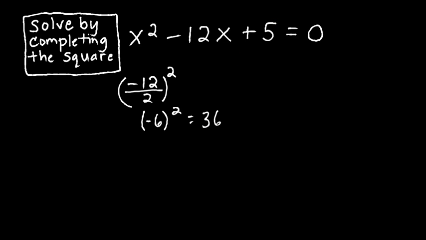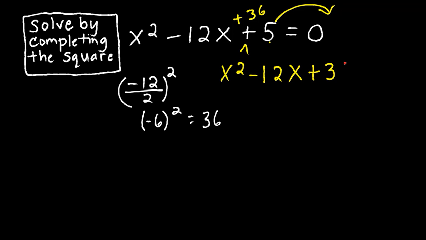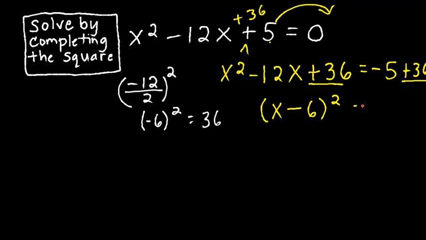So what I'm going to do is insert 36 in here, and take this 5 and stick it over on the other side, which really means I'm subtracting 5 from both sides. So let me rewrite this so that I'm adding 36, and on the other side I should have the negative 5, and I'm also going to add 36, because I add 36 here, so I have to add 36 on the right also. Now I can factor this trinomial into x minus 6 squared equals, and over here this is going to turn into 31 when I simplify it.